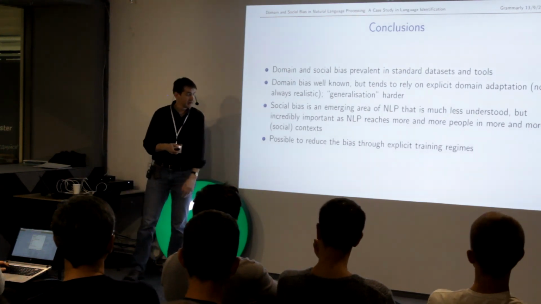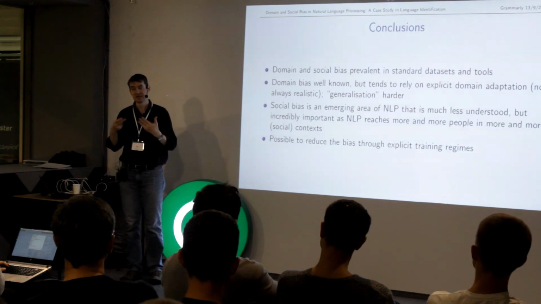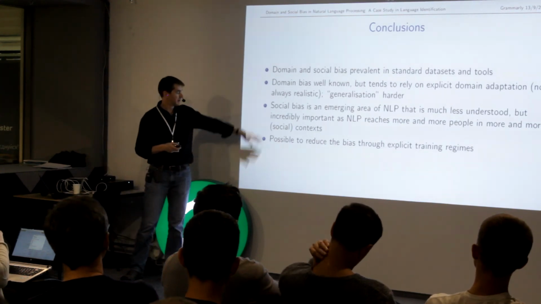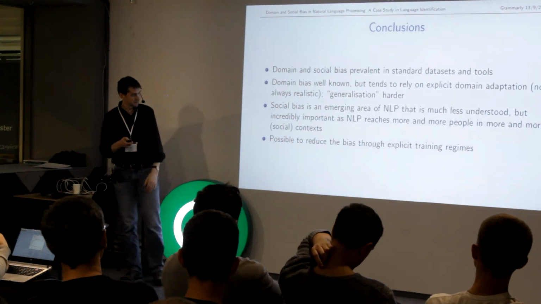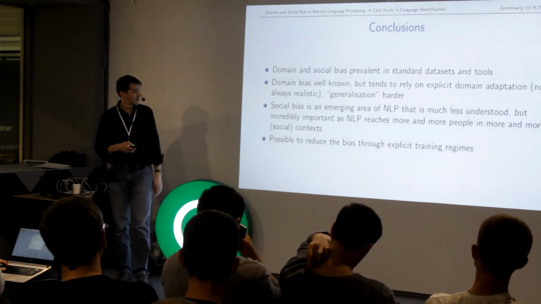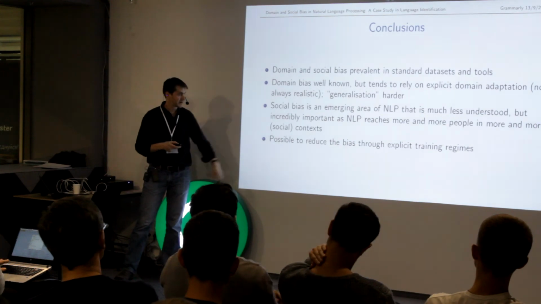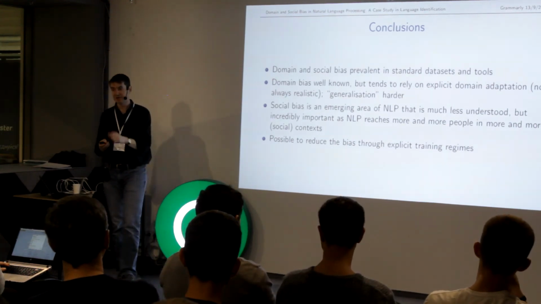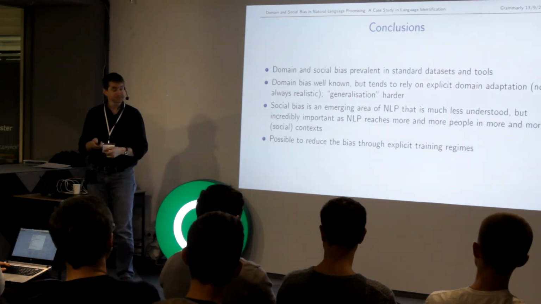Social bias, though, is a much less understood, much newer topic, and a more important one with lots of work still to be done. And where things are at the moment is it's very much that we explicitly train away the bias. How we can get beyond that is a big question mark.